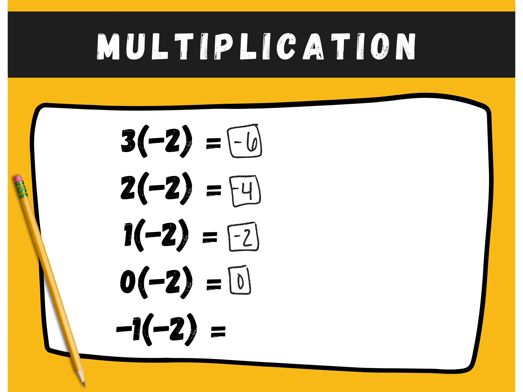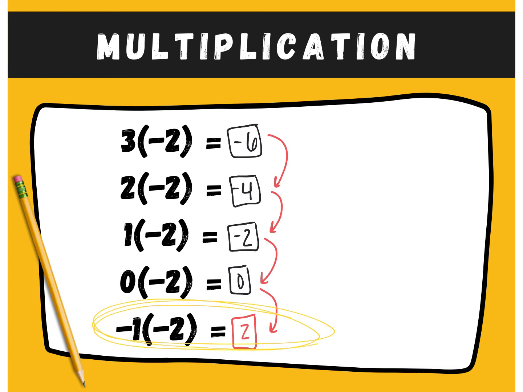Now, what we're looking for here is a pattern, and hopefully you're already seeing it. We went from -6 to -4, that's increasing by 2. -4 to -2, that's increasing by 2. -2 to 0, that's an increase of 2. If I increase by 2 again, where would I end up? That's right, I'd end up at +2. Now what that tells me is that a negative times a negative comes out positive. What a strange thing.